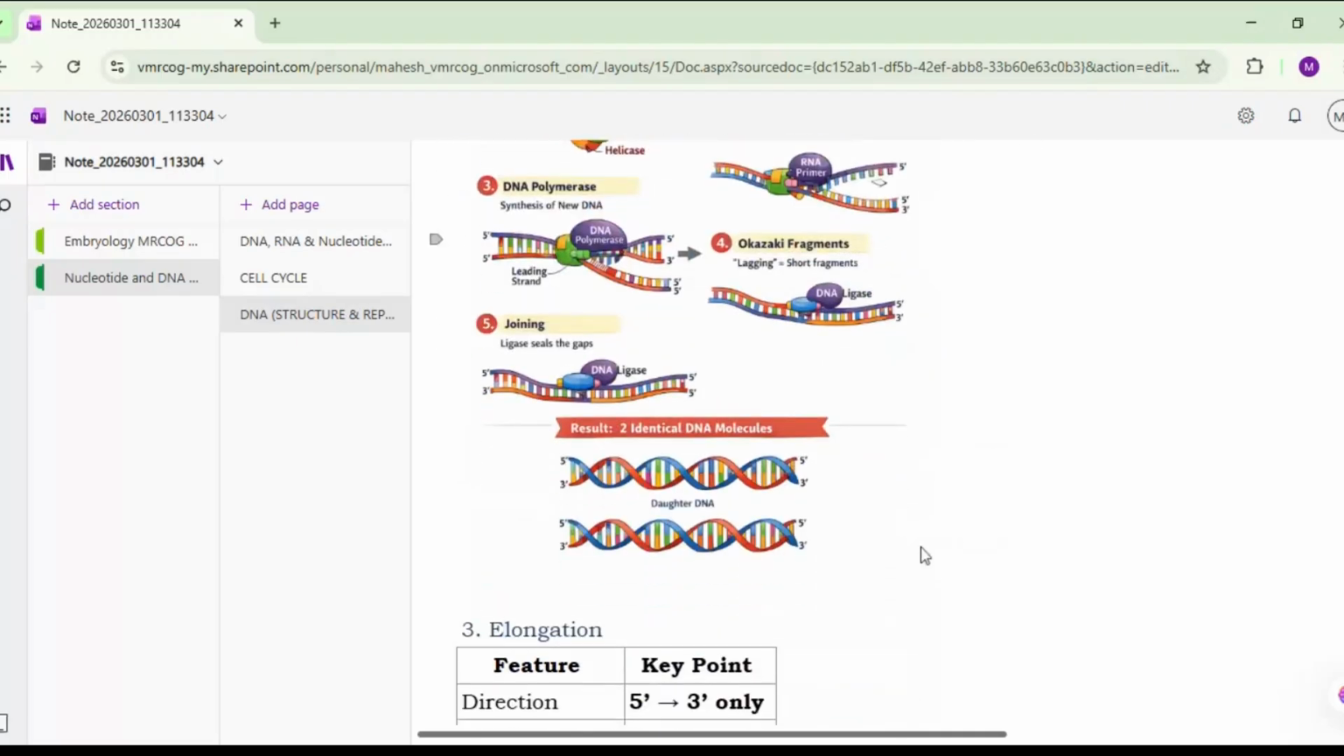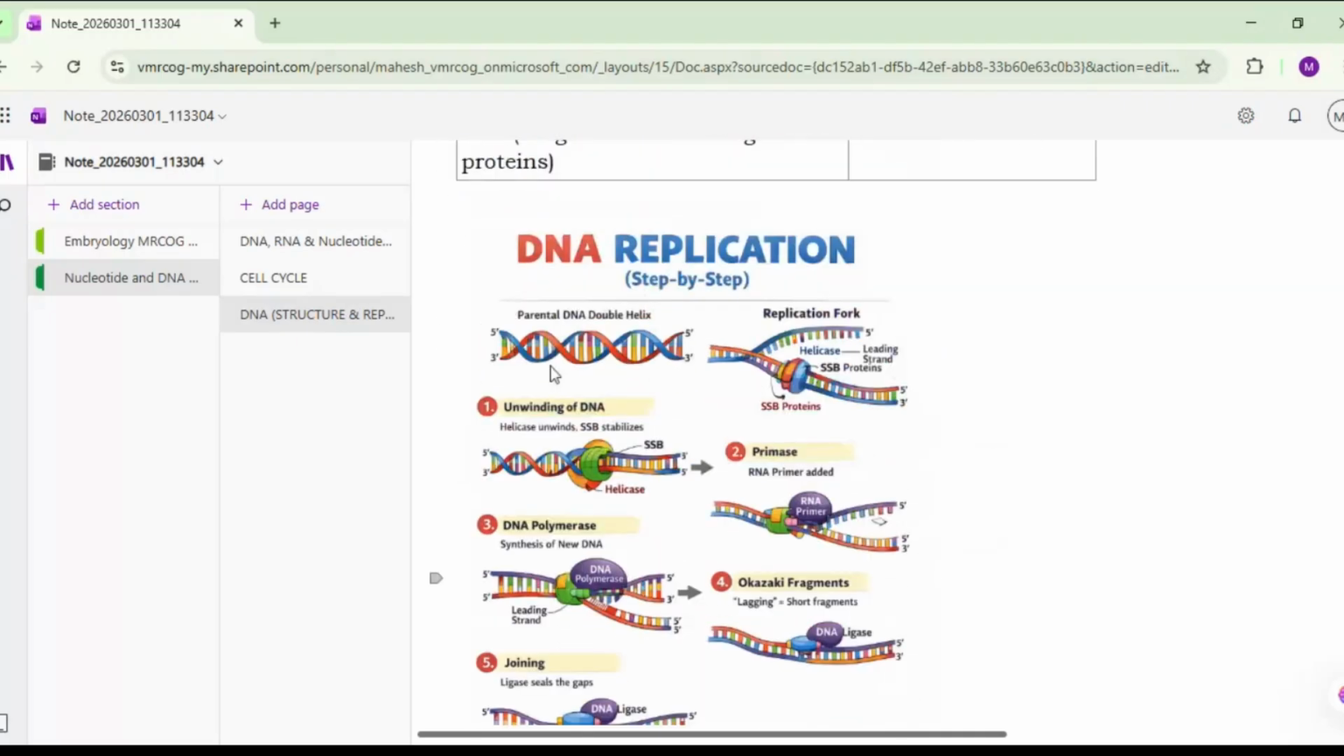Okay. So if you see here in this figure, this is the double helix. Okay. One strand has a 5' end, the other strand has a 3' end. Same here, for this 3', the other end is a 5', and for this strand the other end is a 3'. Okay, so this is the parental DNA double helix.